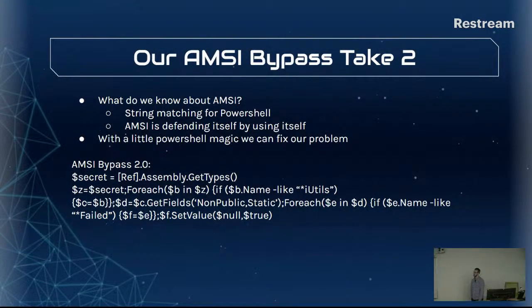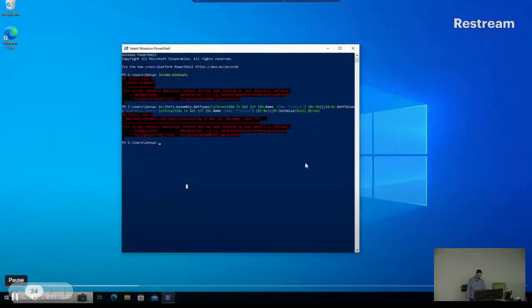All right, so like I said, string matching for PowerShell. With a little PowerShell magic, we can go ahead and fix our problem. By magic, I mean, I'm not that good at PowerShell. So all we did is we set $secret, set that variable to the ref.assembly.get types, which was the first portion, and then we just do $z equals that, and then pipe in the rest of it.